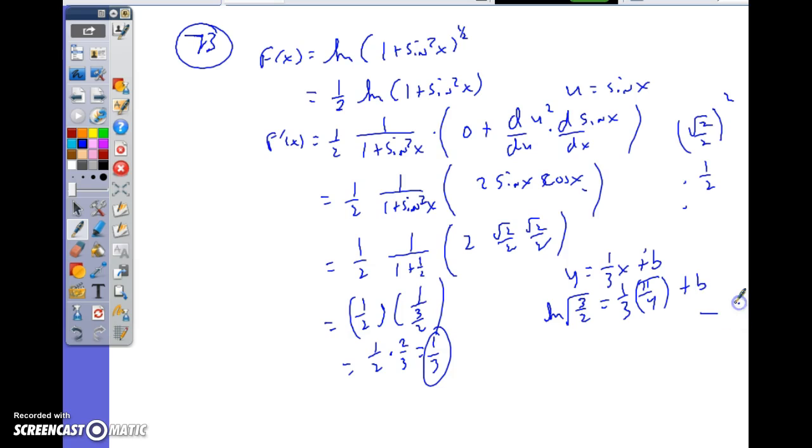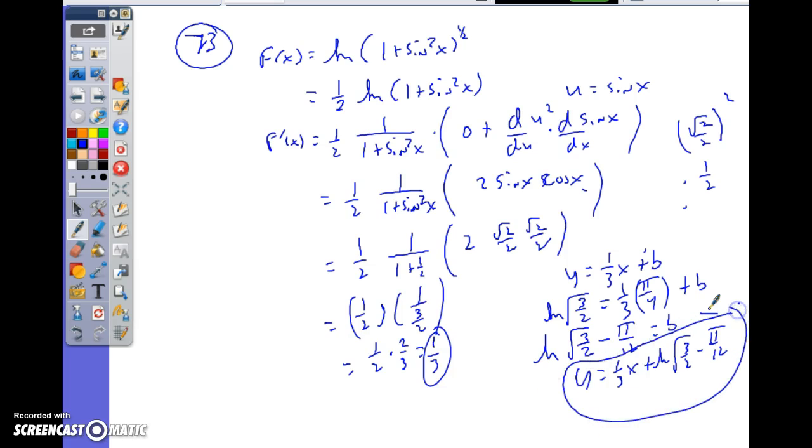Okay. So that's pi over 12, right? Move to the other side, I get ln square root of 3 over 2 minus pi over 12 equals b. So what's my ugly equation? Y equals 1/3 x plus ln square root of 3 over 2 minus pi over 12. The uglier it gets, the easier it gets, because you don't have to combine it.